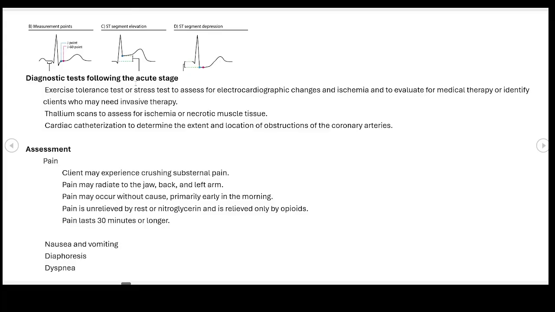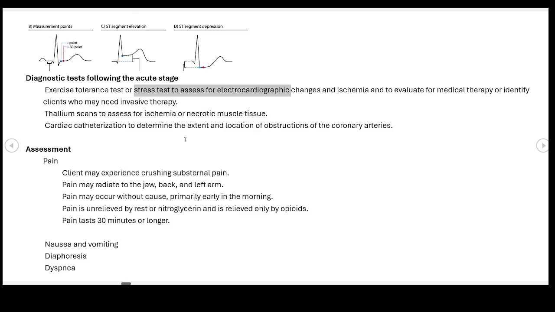What are the diagnostic tests following an acute episode? When somebody gets the MI, what are some of the things that we talk about? One of the things that the doctor will order after this is going to be a stress tolerance test, or in this case, a stress test. That's the most common word that we use. So the person will be asked to come for a stress test. In this case, you are looking for electrocardiographic changes and ischemia to evaluate for myocardial therapy or identify clients who may need an invasive therapy.